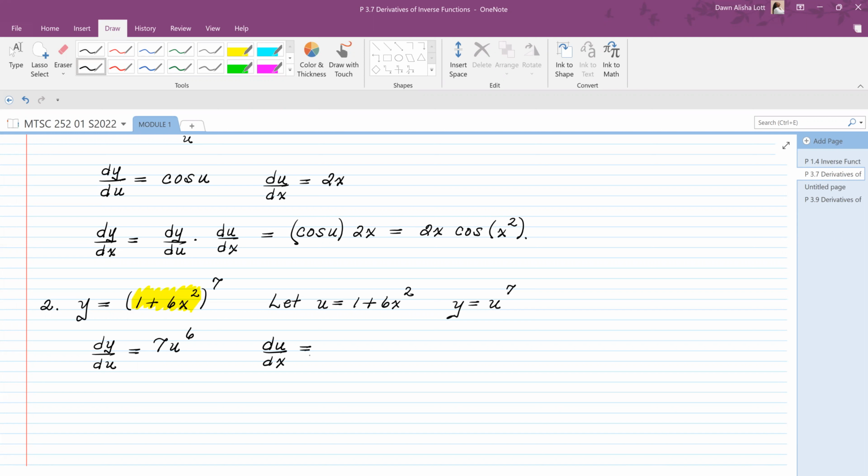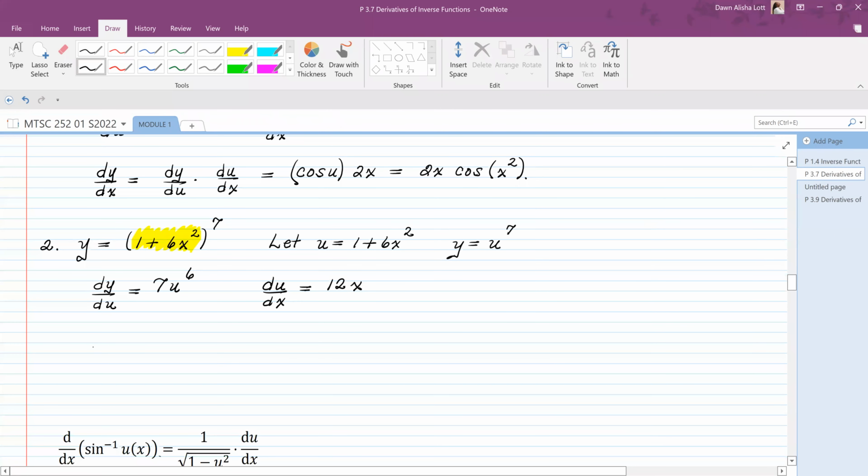12x. 12x. So now we put it all together. The derivative of y with respect to x is the derivative of y with respect to u times du dx. So that's going to be, the derivative of y with respect to u is 7u to the 6th power. And then I'm going to multiply that by du dx, which is 12x.